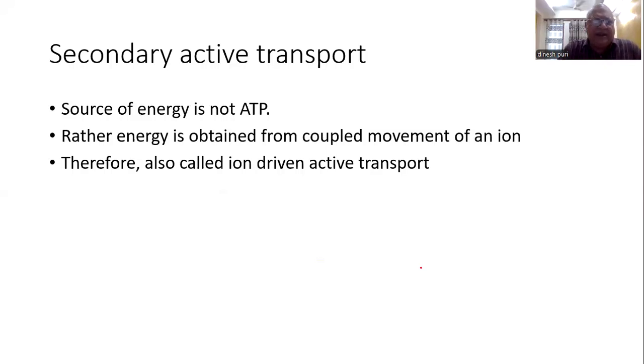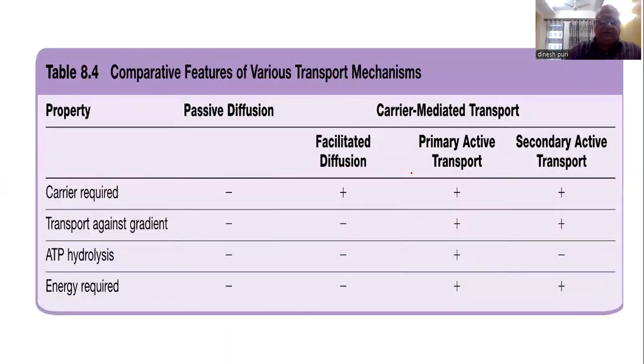Anyway, secondary active transport. ATP is not the source of energy. Rather, energy is obtained by coupled movement of an ion. So this is also called ion-driven active transport. So you can see here the difference between primary and secondary active transport. The only difference is ATP hydrolysis. In secondary active transport, ATP hydrolysis is not there.